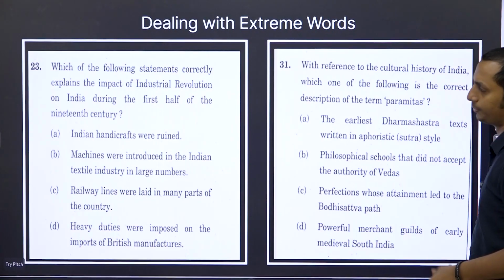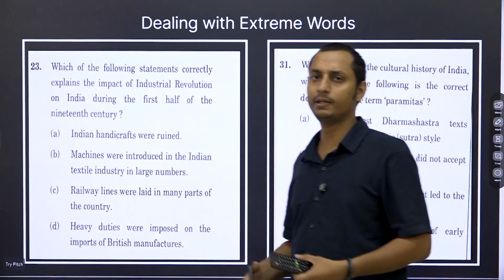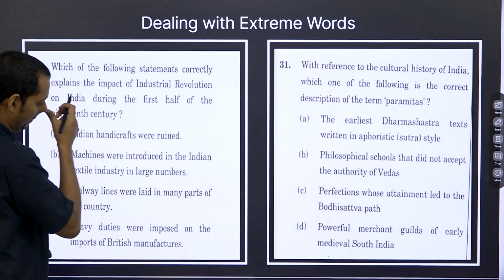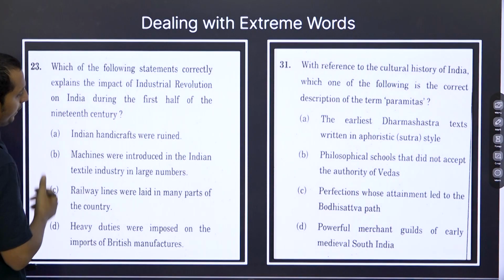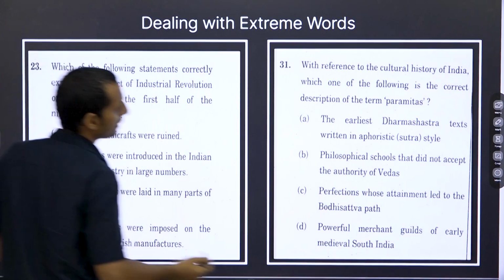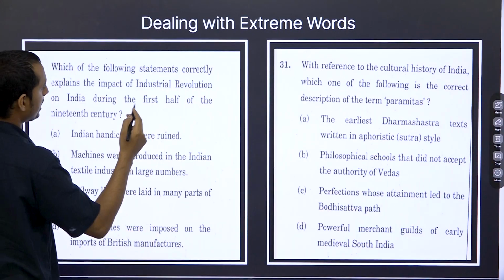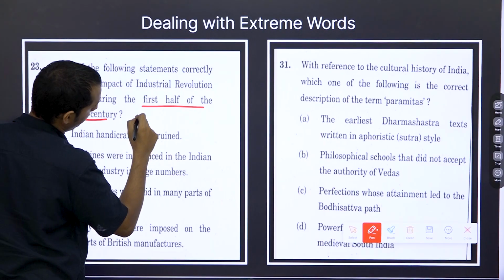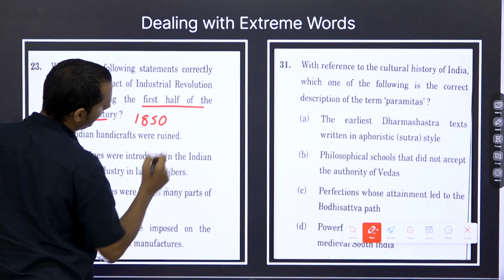Now, what about another option? Another logic is basically dealing with extreme options, right? Secondly, you have to identify the statements where extreme words are given. So what is the question basically asking? Which of the following statements describes the impact of the Industrial Revolution on India during the first half of the 19th century? Now, the first half of the 19th century basically refers to up to the 1850s.